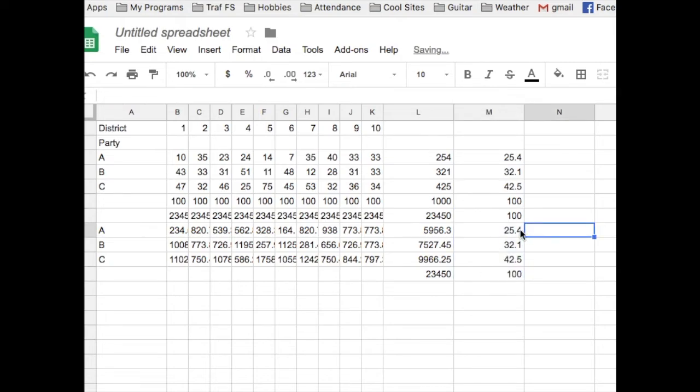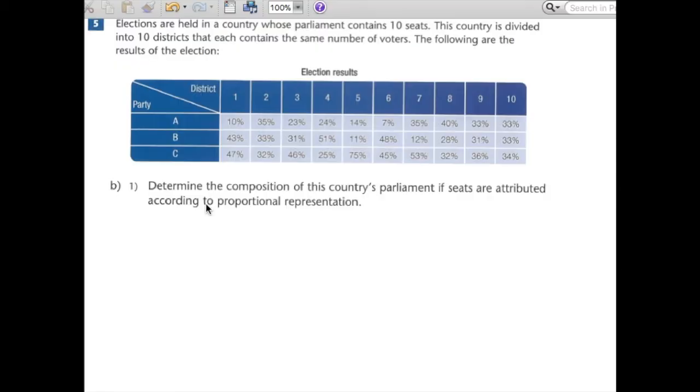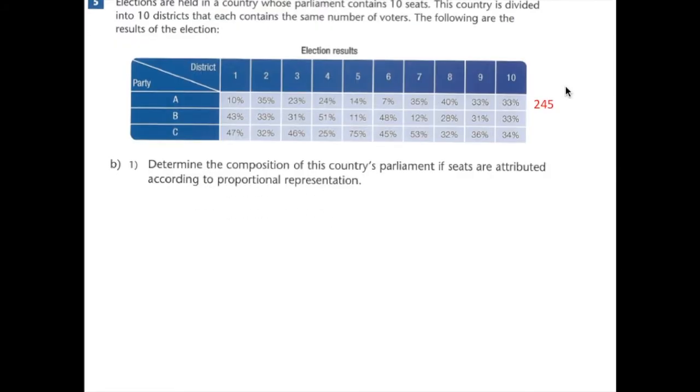And so we get 25.4% of the people. See, same number, 32.1% and 42.5%. And altogether we have 100%. So it doesn't matter whether we pick 100 people or 2,345 people, we're still going to get 25.4%, 32.1, and 42.5.